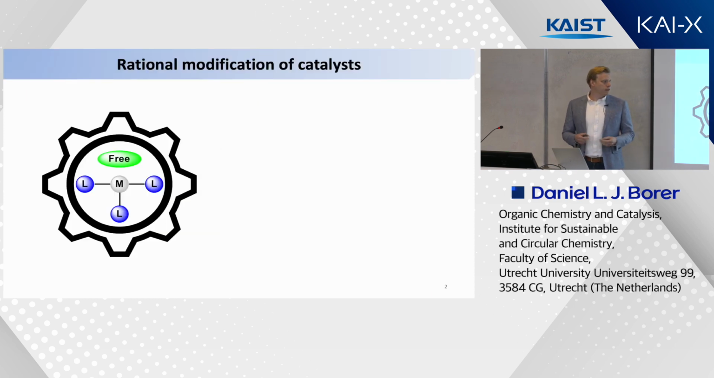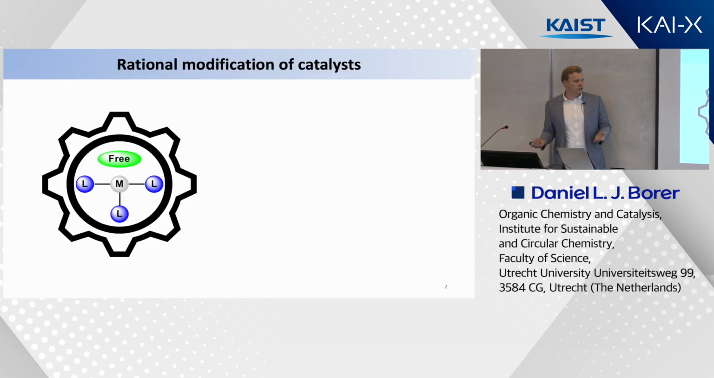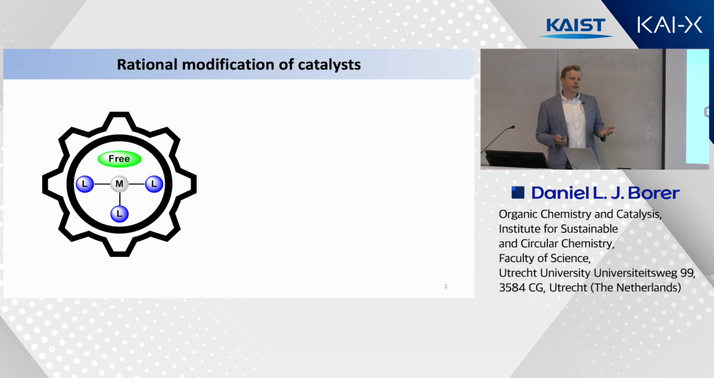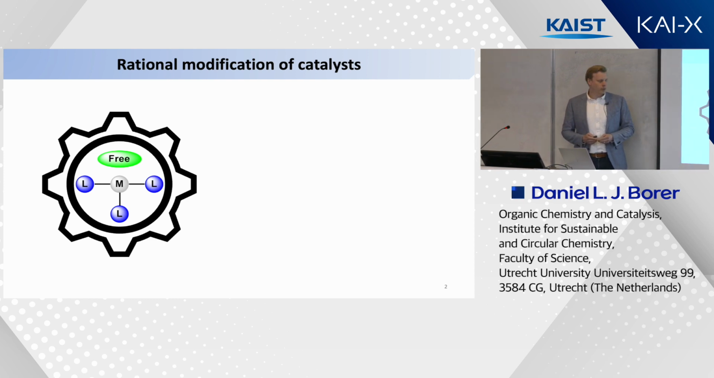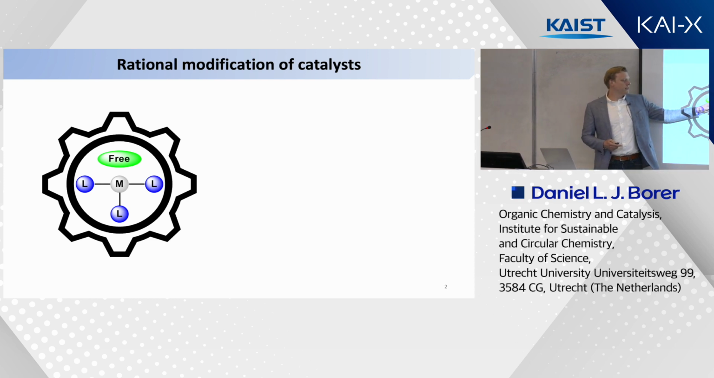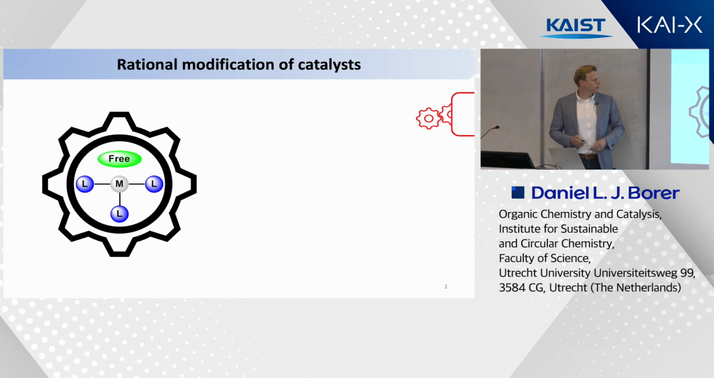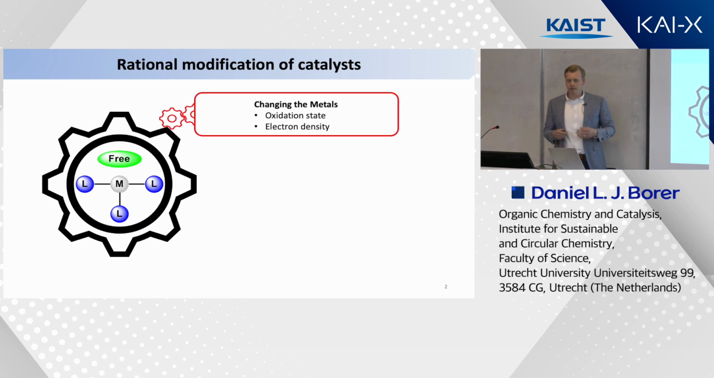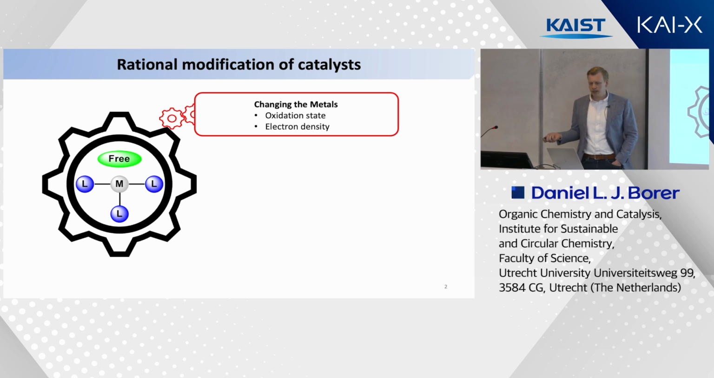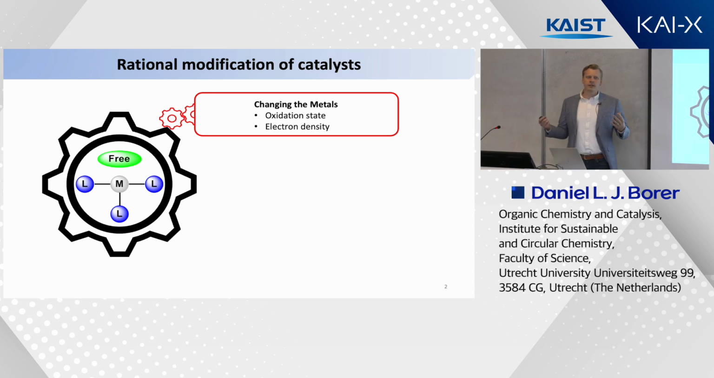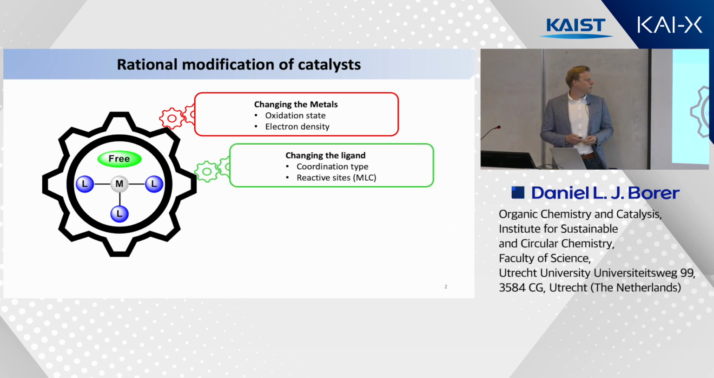So many of us here in the room work in homogeneous catalysis or organic synthesis. So we always like to think, how can we rationally modify the transition metal catalyst that we have? We often have ligands, we have a vacant site, and some additional factors. So one way we can change the gears of our catalytic system is by changing the metals, changing the oxidation state, thereby altering the electron density available on the metal.